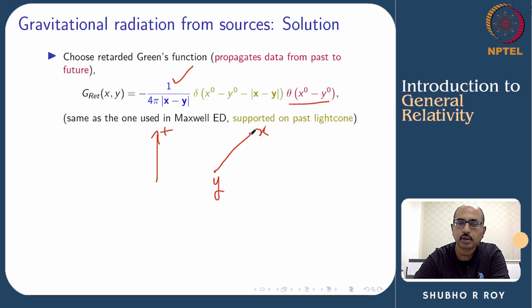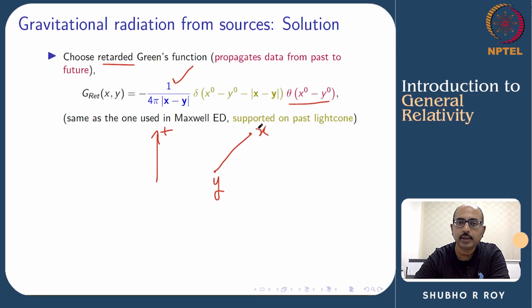the observation. Right? So this kind of Green function, where the source is in the path of the disturbance of the field, is called a retarded Green function. It propagates data from past to the future.